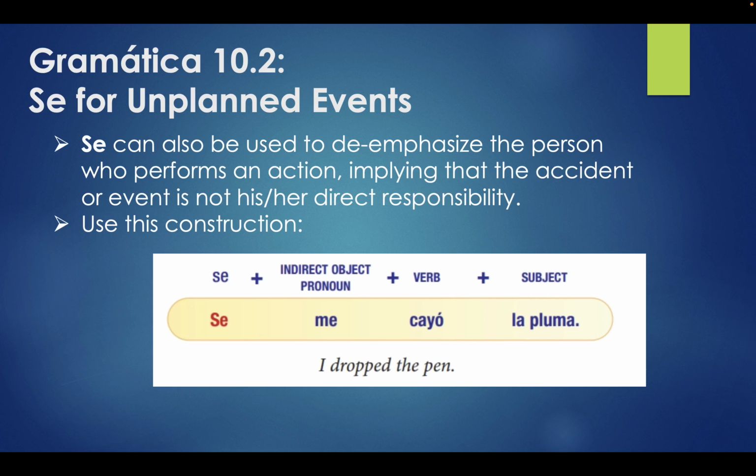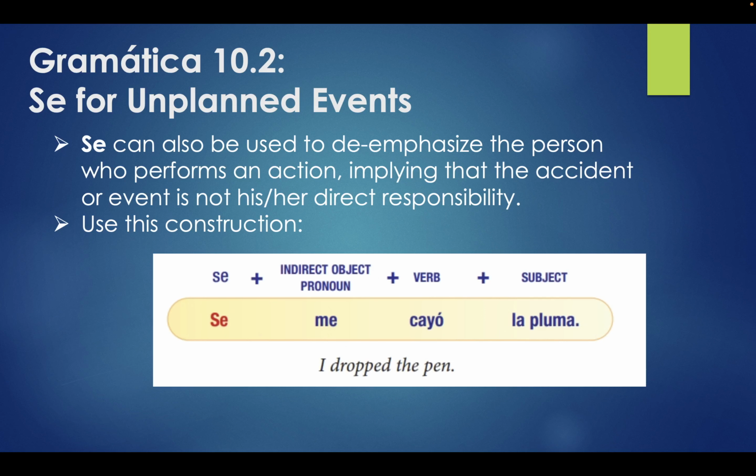We also use se. I told you that this chapter's grammar was about se constructions. So you have the impersonal se that we were just dealing with, impersonal expressions. We also have se for unplanned events, or what some people call the accidental se. And these are used to de-emphasize the person who's doing the action, to put the emphasis on the fact that it's an accident that happened.